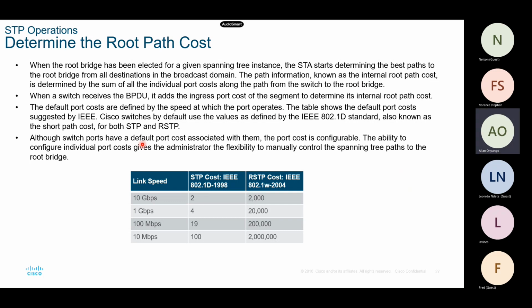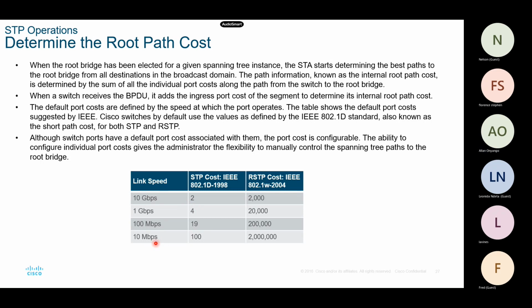And I want to save you from struggling so much, so make sure you get these details. When talking about STP, because this is the default spanning tree version, we'll of course go to RSTP later on. For default STP, we can have different link speeds: 10 Mbps, 100 Mbps, 1 Gbps, and 10 Gbps. There is an inversely proportional relationship between the speeds and spanning tree path costs. The lower the speed, the higher the path cost, and the higher the speed, the lower the path cost.